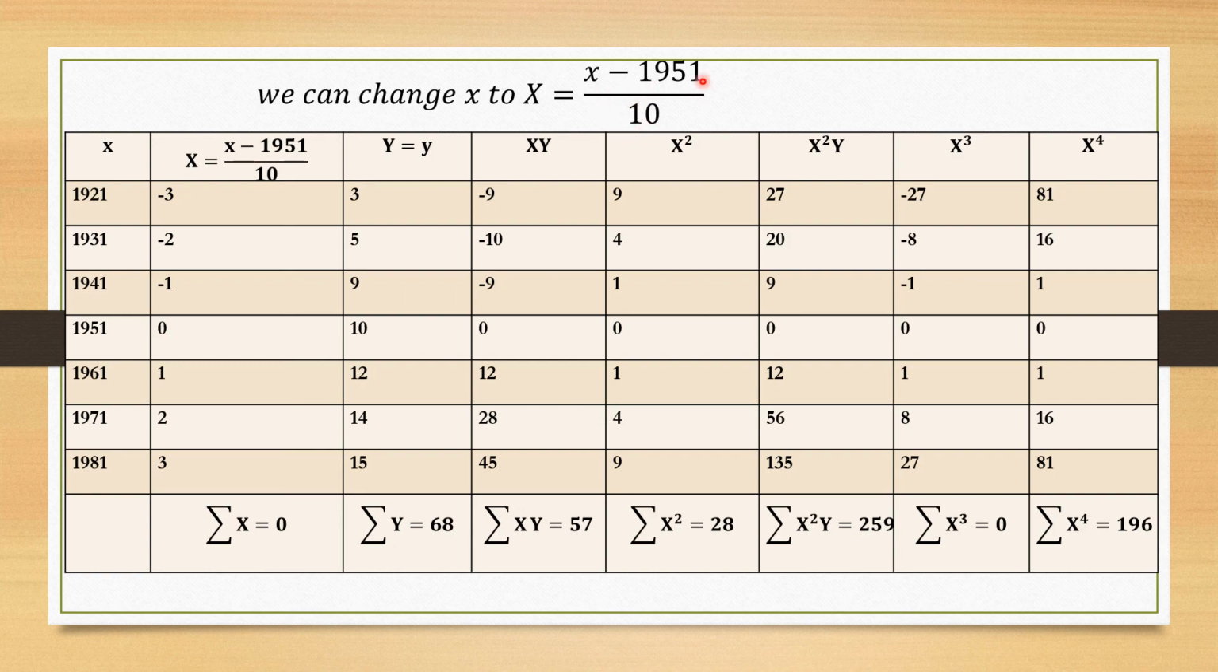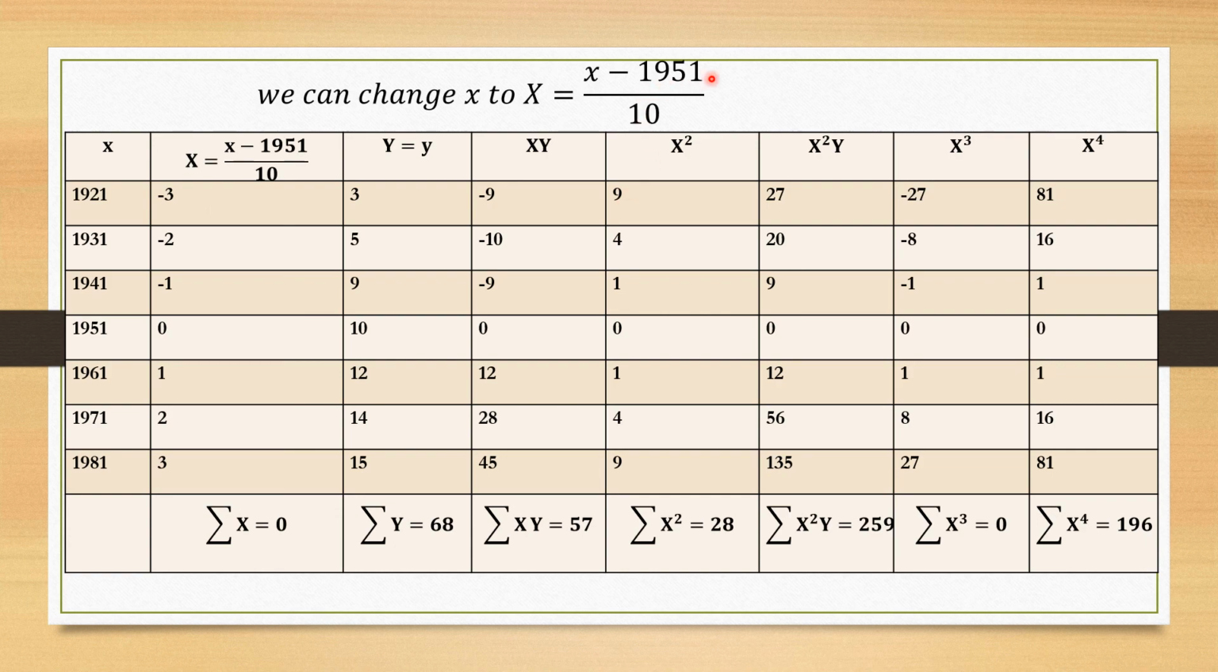All these things you can do, or even if you don't do it, it is okay. It's up to you. If you want this to be a smaller number, you can make use of this substitution and reduce the small x to capital X. So the middle value is 1951. We are subtracting 1951 from each value of x and dividing by 10. We are dividing by 10 because we are getting the answers in terms of 30, 40, 20, all these things, so that we get a single digit number. So the first value will be 1921 minus 1951 upon 10. That comes out to be minus 30 upon 10, that is minus 3.